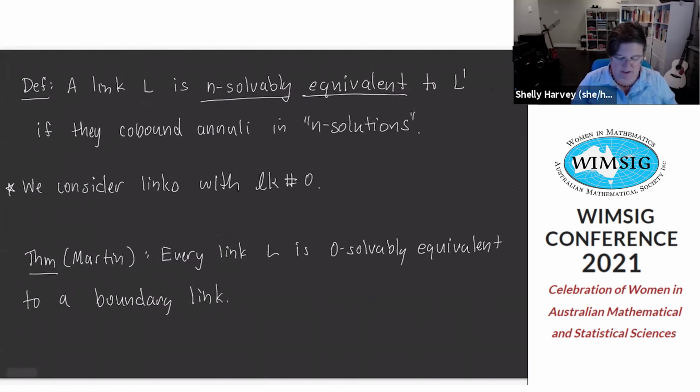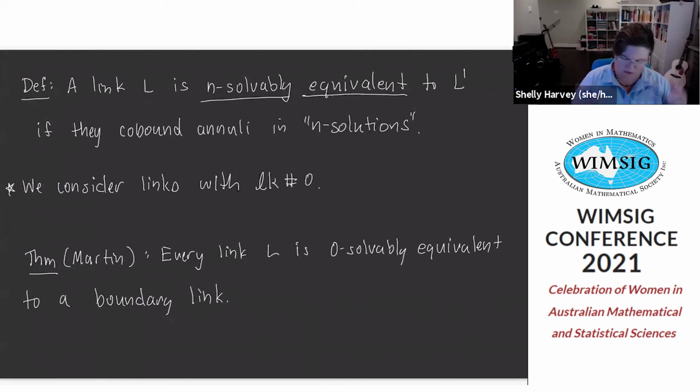Okay, so let me quickly get to our theorems. We want to have some equivalence relation, and we're going to say it's n-solvably equivalent if they can cobound annuli, not in R^3 cross I, but in something called the n-solution, which you don't need to think about what it is.